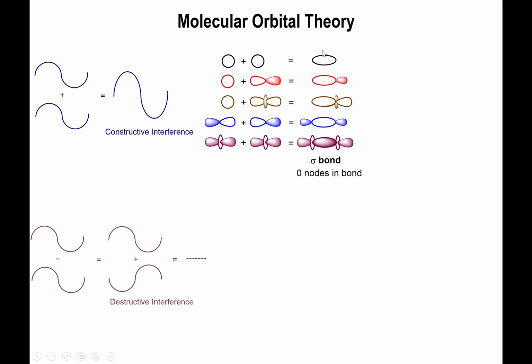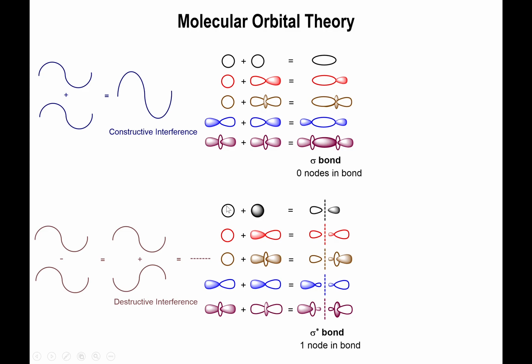And another thing to take notice of is that there are no nodes present in this bond. This is a bonding interaction through and through. But if you were to bring the orbitals together such that they would be out of phase, and you depict the out of phase aspect of the orbitals by having different shades on them, so you could have the unshaded s orbital mixing with a shaded s orbital, you will basically create a destructive interference event in which you create a node right where the bond should be present.